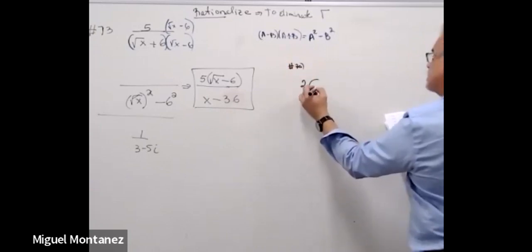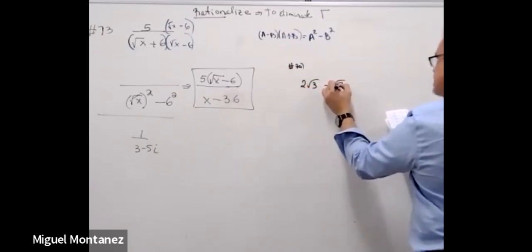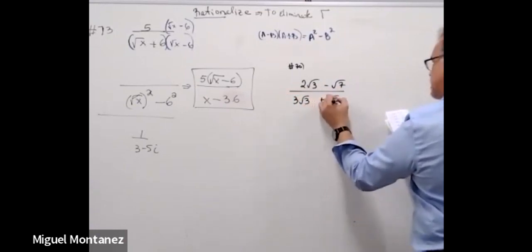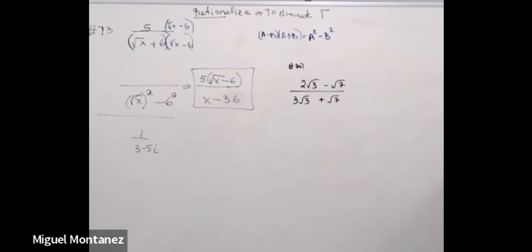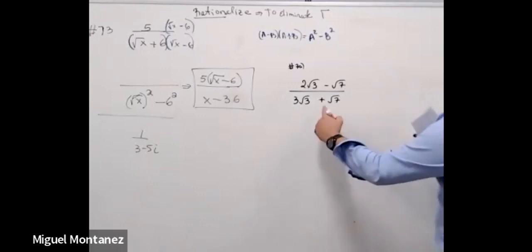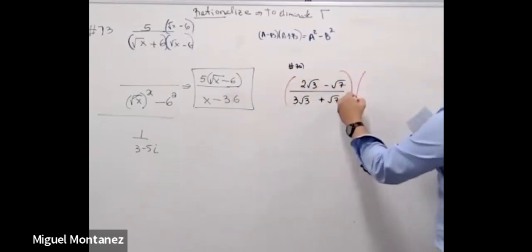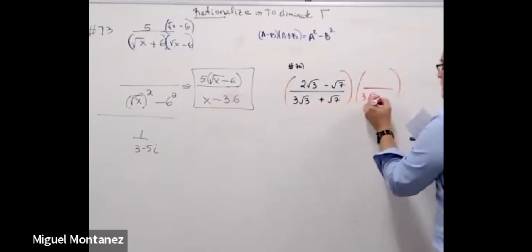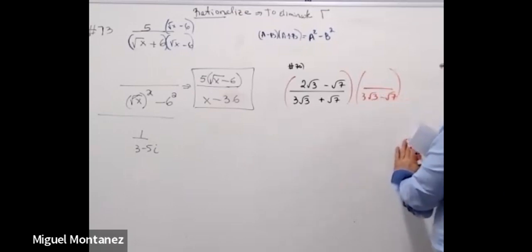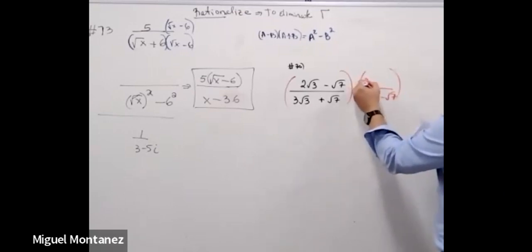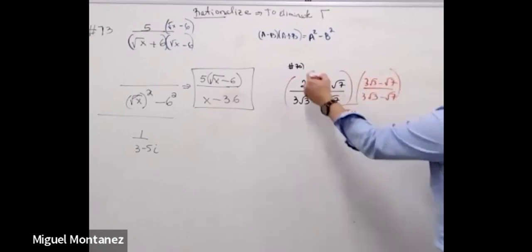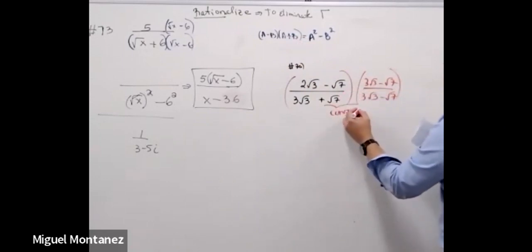Number 76, I have 2 radical 3 minus radical 7 over 3 radical 3 plus radical 7. So the deal is to always multiply by the conjugate, right? That means you multiply here by the conjugate, which will be 3 radical 3 minus radical 7. So you multiply conjugates, so you can use the difference of squares.